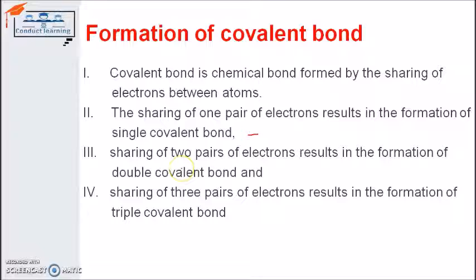If there is a sharing of two pairs of electrons between the two atoms, the bond formed will be a double covalent bond and it will be represented by these two lines. If three pairs of electrons are shared between the two atoms, the bond will be a triple covalent bond and it will be represented by these three lines. These double or triple bonds are unsaturated covalent bonds. Otherwise, the single bond is the saturated covalent bond.